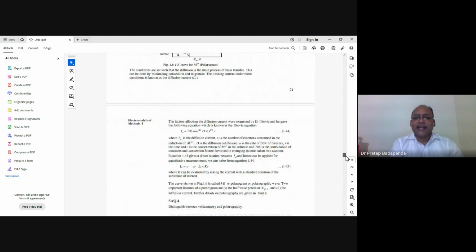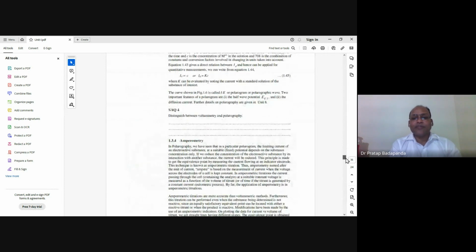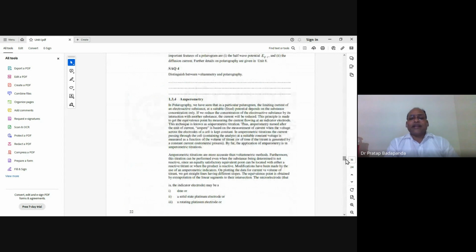Okay. Now this is the scenario of this one. Amperometry. In polarography, we have seen that in a particular polarogram, the limiting current of the electroactive substance at a suitable potential depends on the substance concentration only. If we reduce the concentration of the electroactive substance by its interaction with another substance, the current will be reduced. See, this is the process.